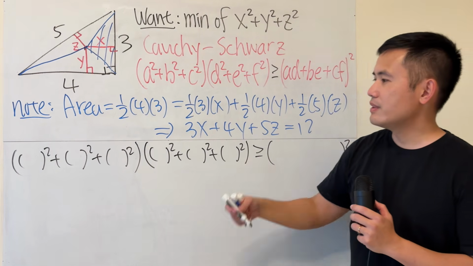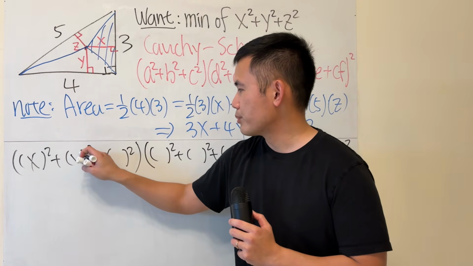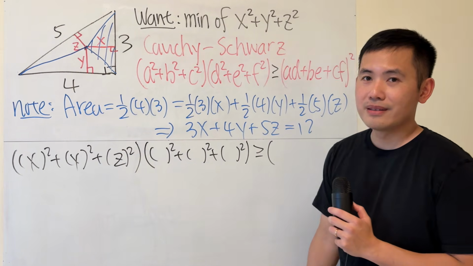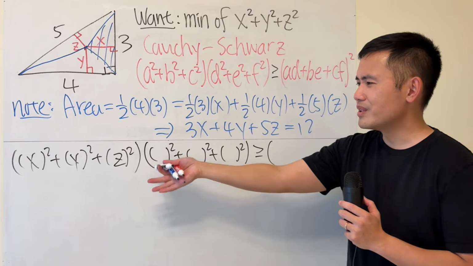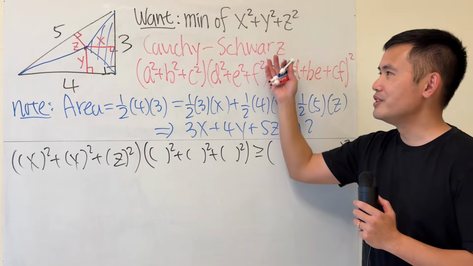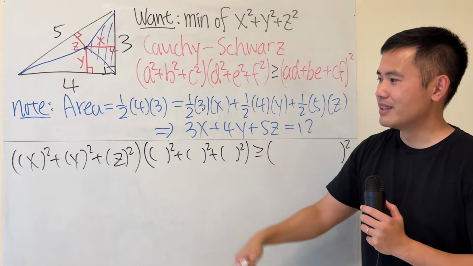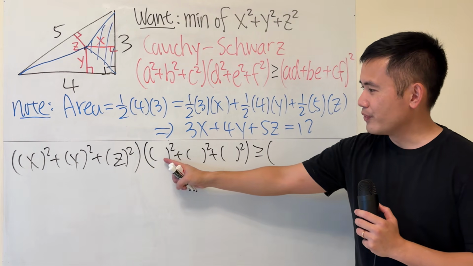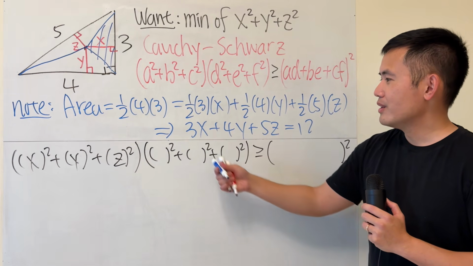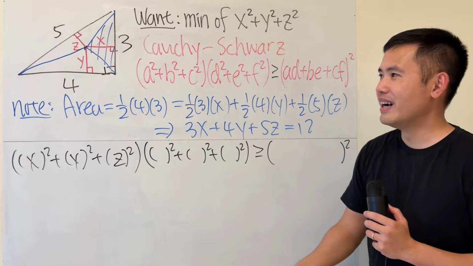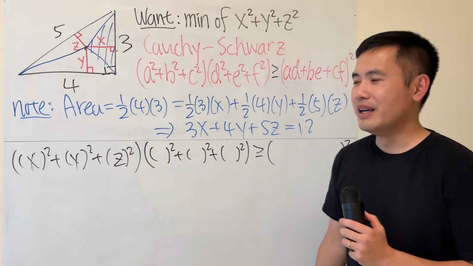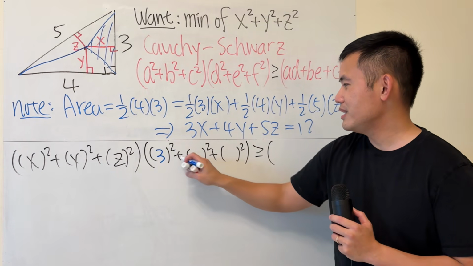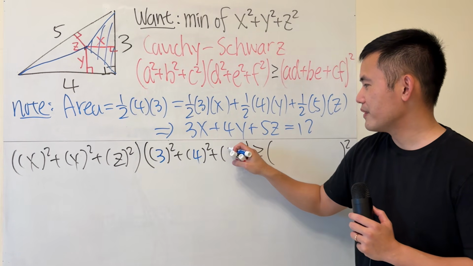First off, we have the x, y, z. So fill in the parentheses right here. And this is how we know that we can try to use Cauchy's inequality because of the squares. Now, to fill in these parentheses, 3, 4, 5, right? Just like the given 3, 4, 5. So let's go ahead, 3, 4, 5.